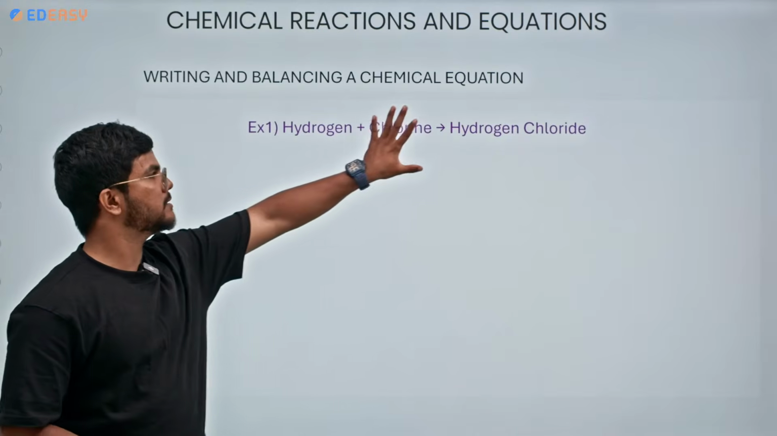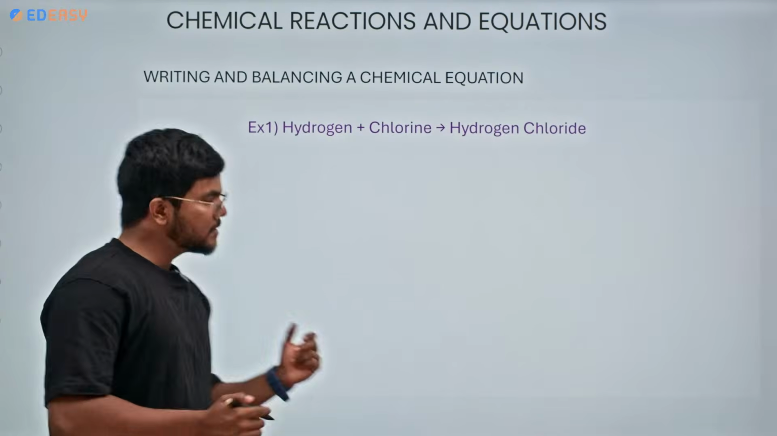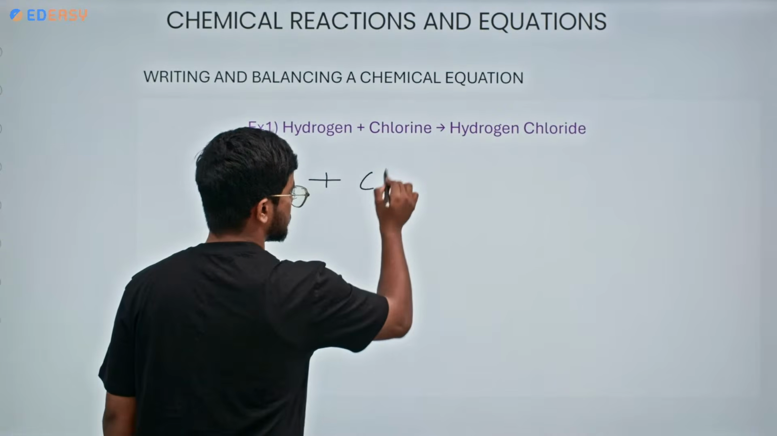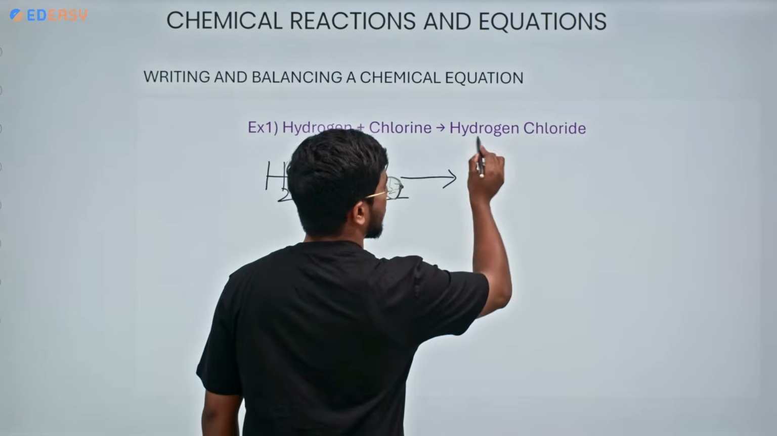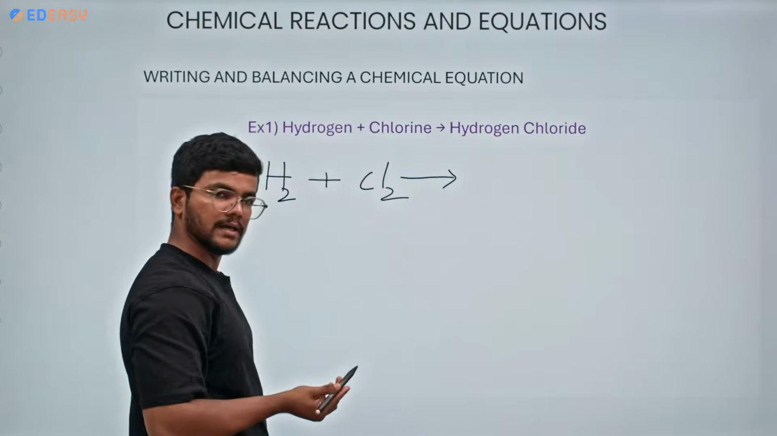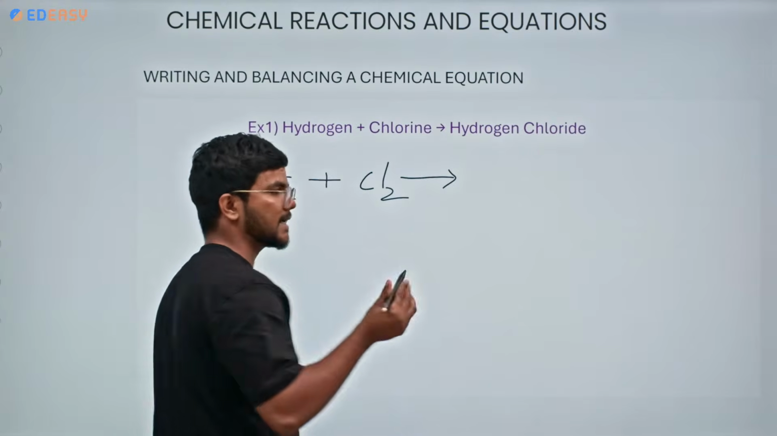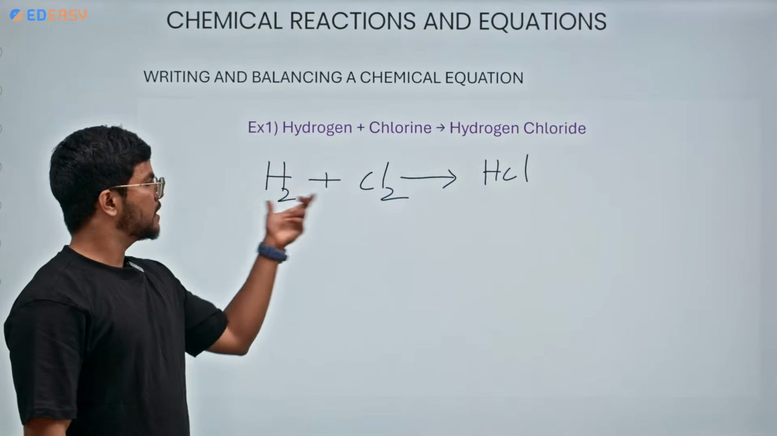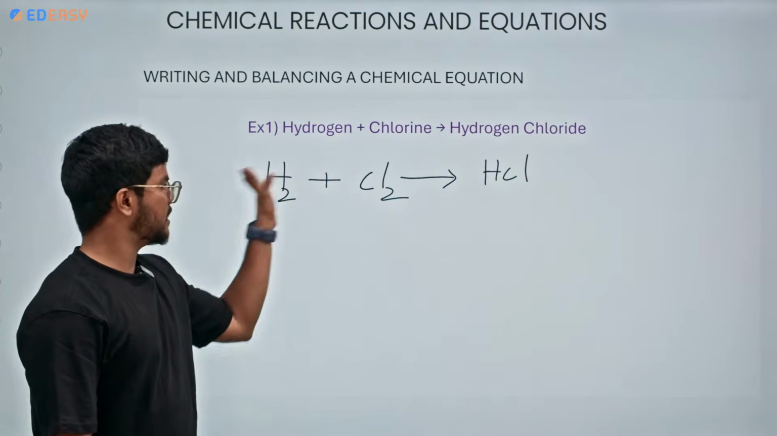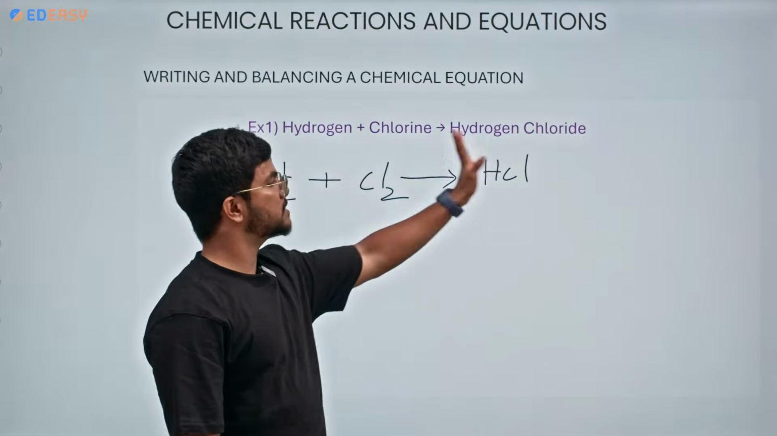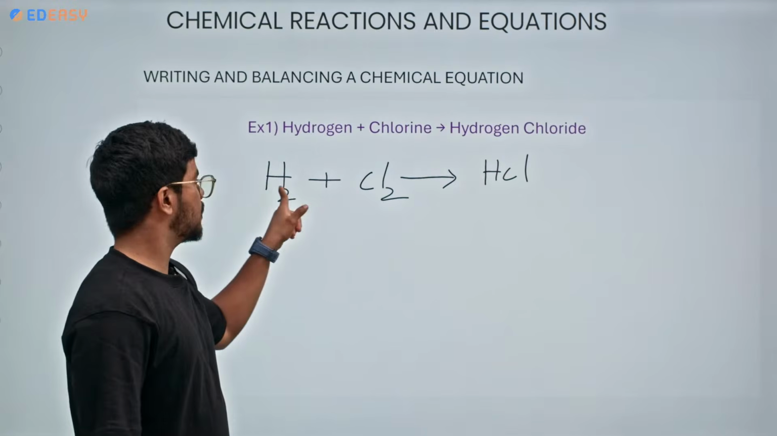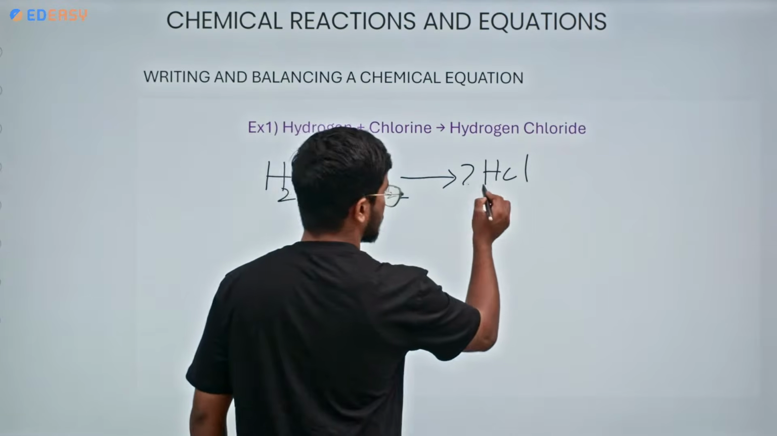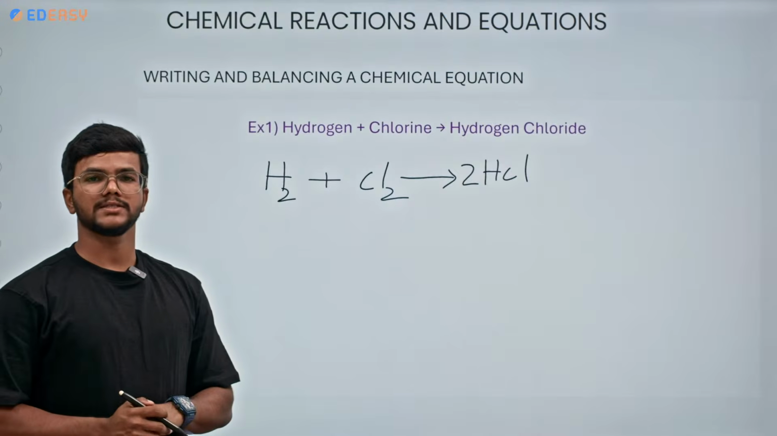One example, hydrogen plus chlorine gives hydrogen chloride. Normally hydrogen exists in the form of H2, plus chlorine exists in the form of Cl2, gives hydrogen chloride. Hydrogen charges +1, chlorine charges -1. +1 -1 get cancelled and the formula is HCl. Number of hydrogens in the LHS, left hand side, number of hydrogens in the RHS. Just compare them. 2 hydrogens, 2 chlorines, and here 1 hydrogen, 1 chlorine. Just keep 2 here. Now it is balanced. Balanced form of the chemical equation.